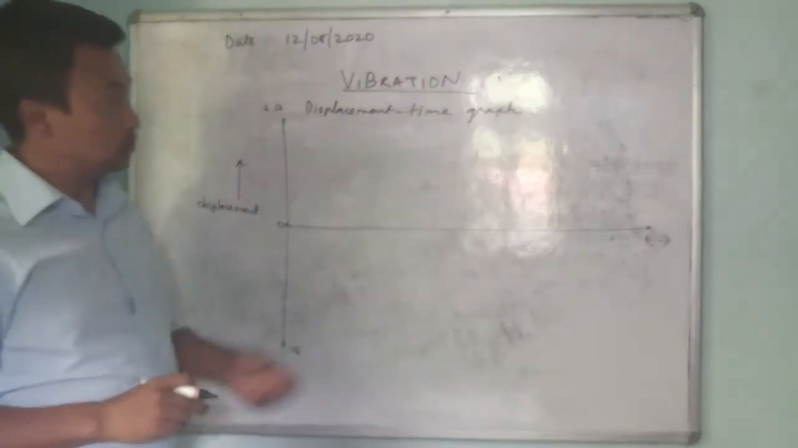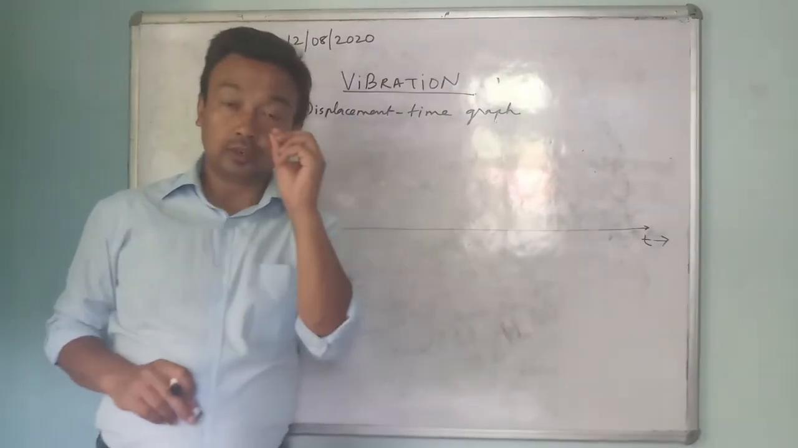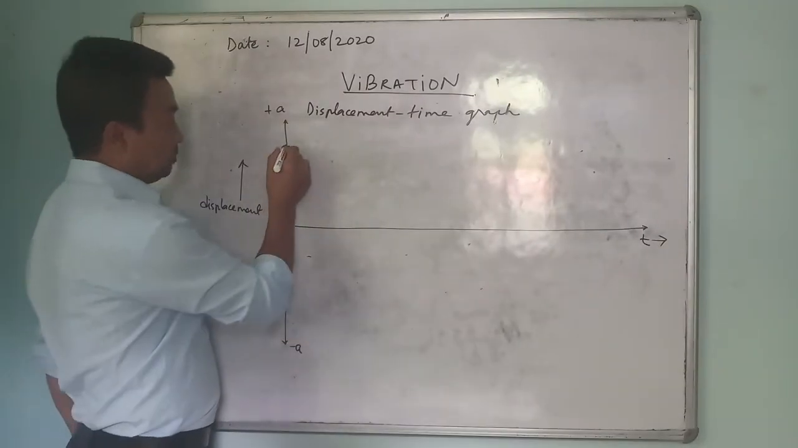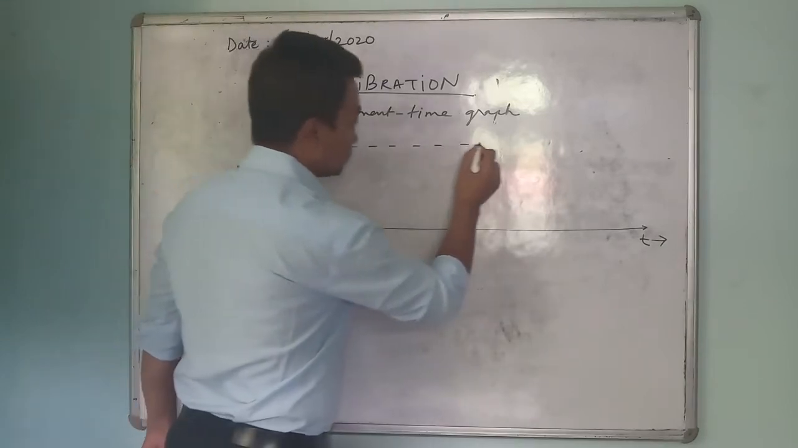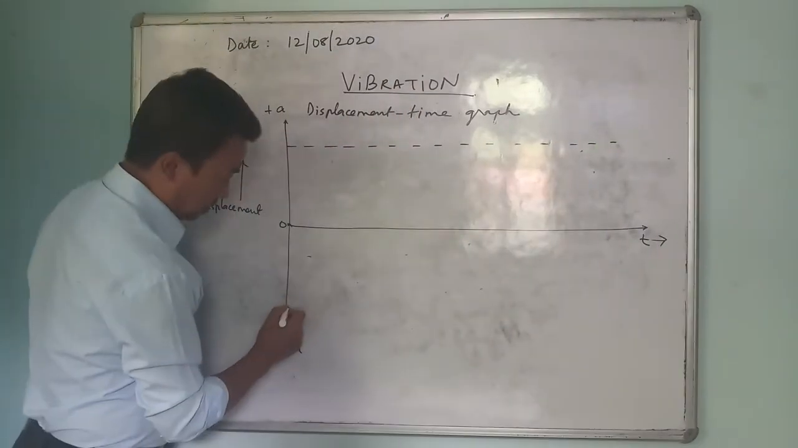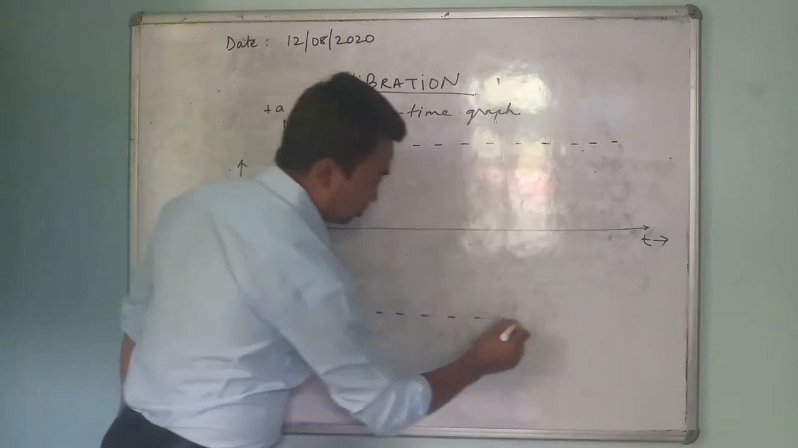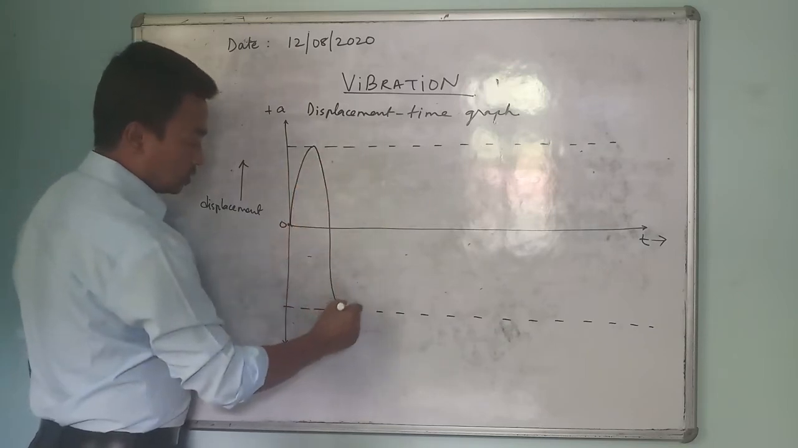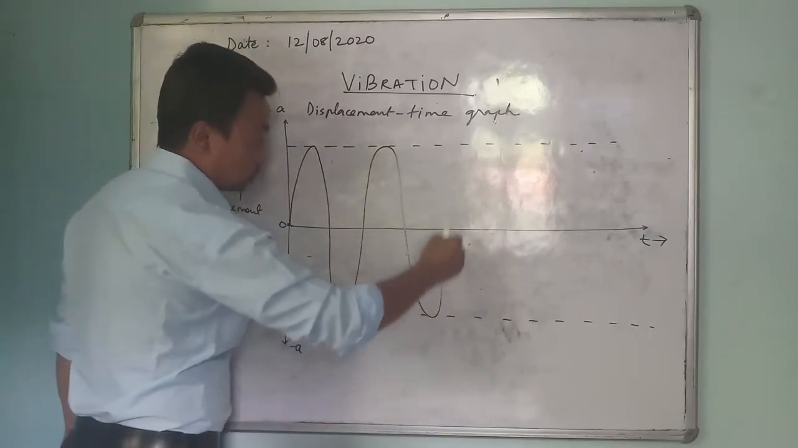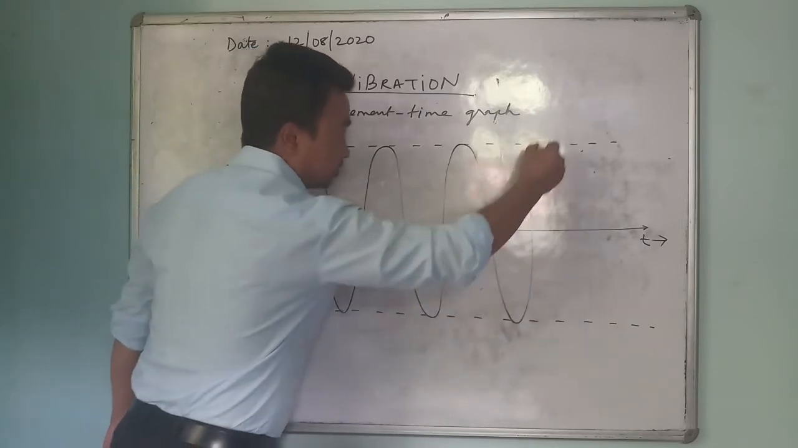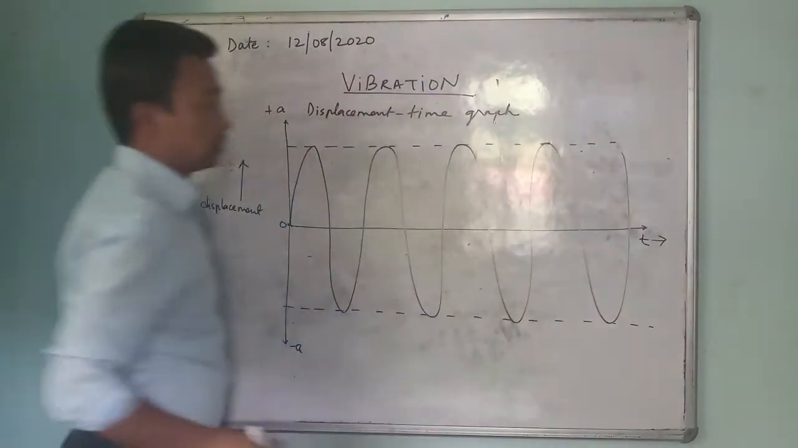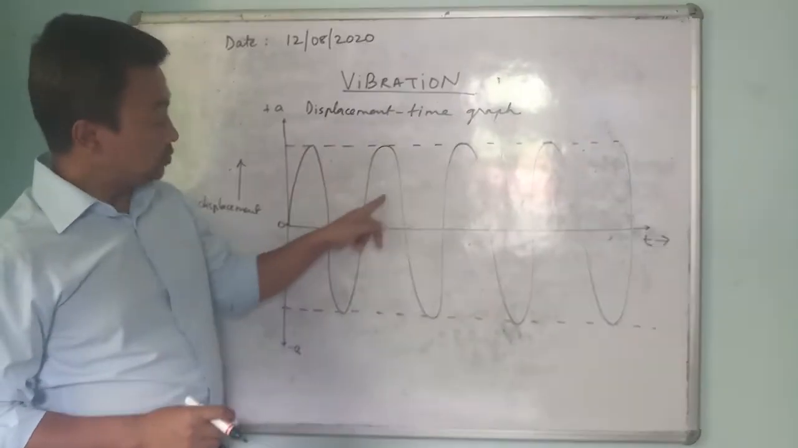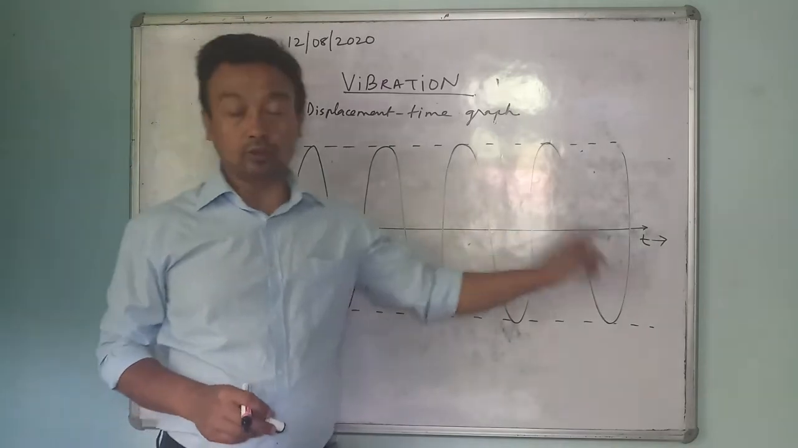Since we have noted that in natural vibrations, the amplitude remains constant, I will make two markings here at the same height from the origin. Let us draw another from the origin. Now, like this it goes on. What do we observe from this graph is that the amplitude of the waves produced is constant.